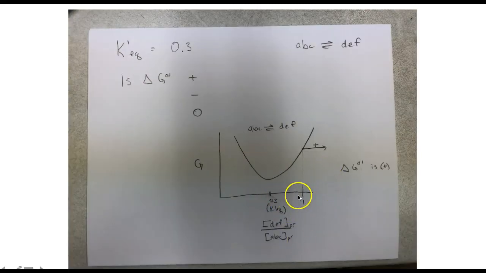And so we come over here to the right, and we see that we are at a higher free energy state than we would be if we were at equilibrium. And what we can see is moving forward would be moving us away from equilibrium. Therefore, the standard free energy change for the forward reaction is positive.